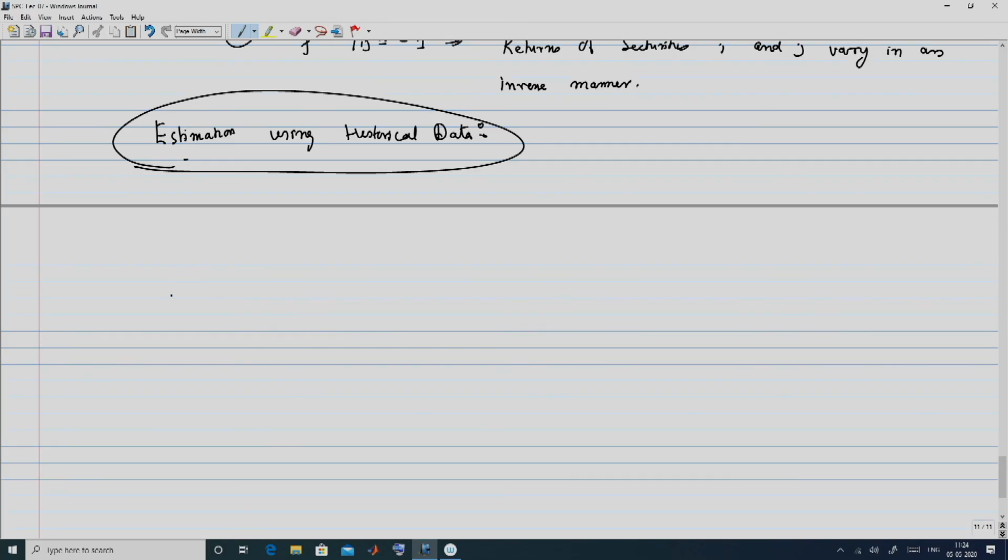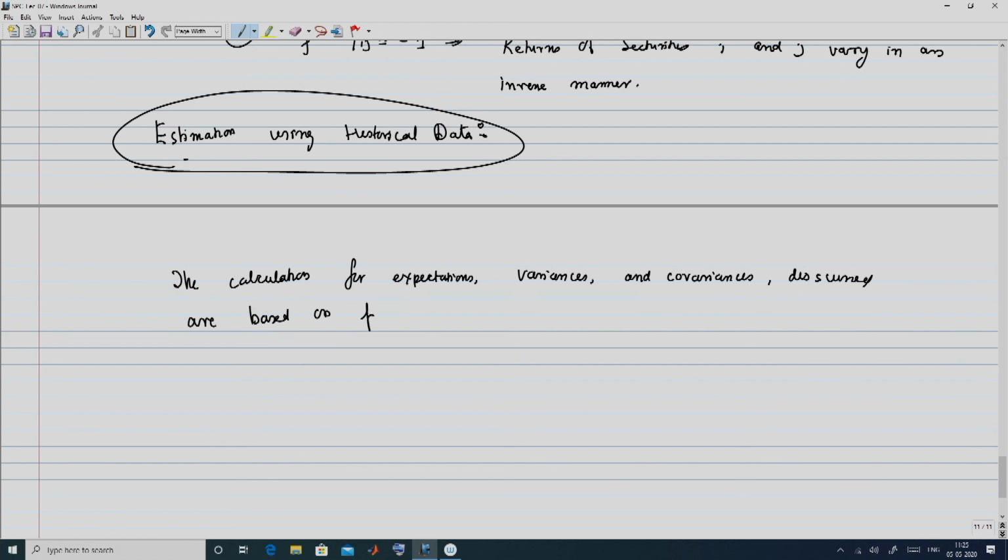So, just to note down what is the motivation. The calculations for expectations of these assets, variances and obviously equivalently standard deviation, and covariances and by extension correlation coefficients already discussed are based on probabilities.